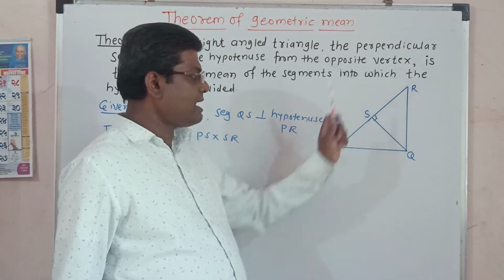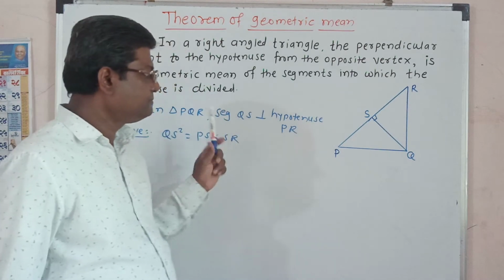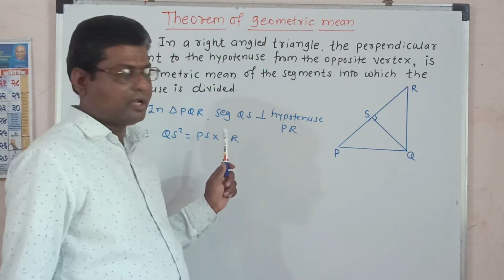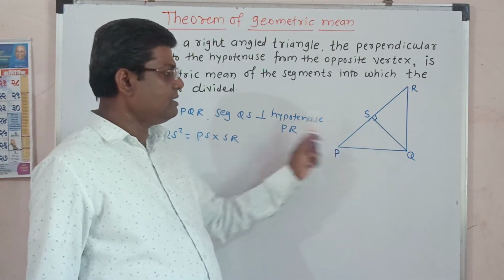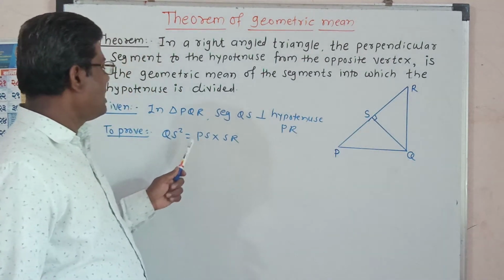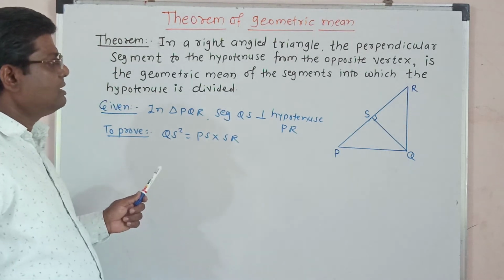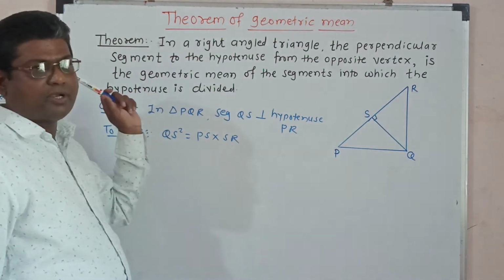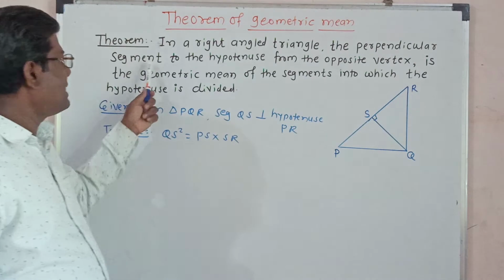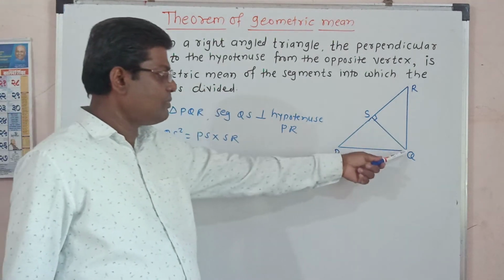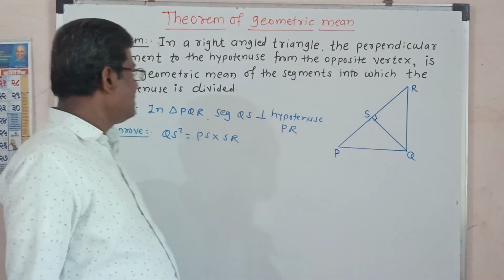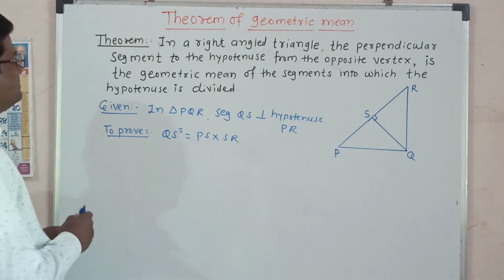This is a right angled triangle PQR, and QS is perpendicular to the hypotenuse PR. Then QS is the geometric mean of PS and SR. That is, QS square is equal to PS into SR. So this is the theorem of geometric mean. What is this theorem? In a right angled triangle, the perpendicular segment to the hypotenuse from the opposite vertex is the geometric mean of the segments into which the hypotenuse is divided.